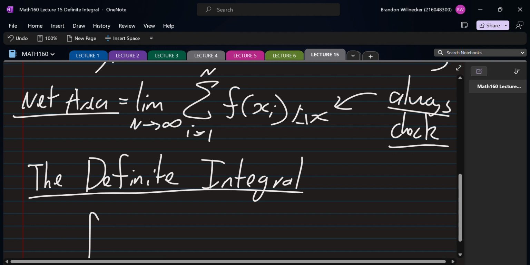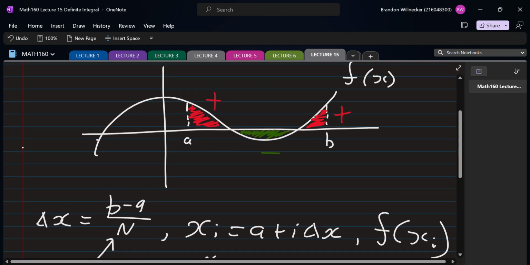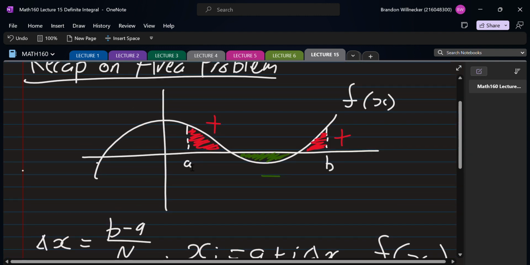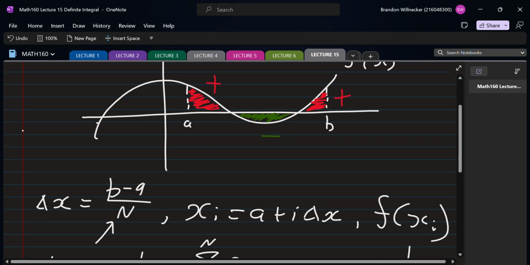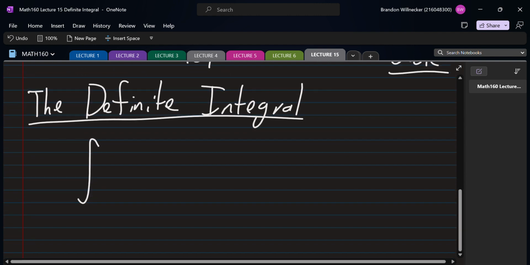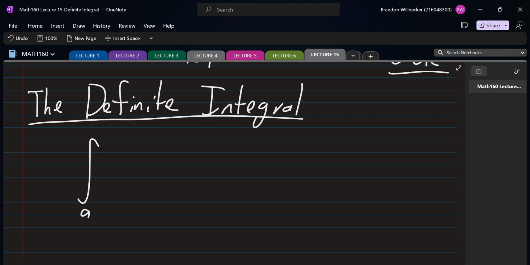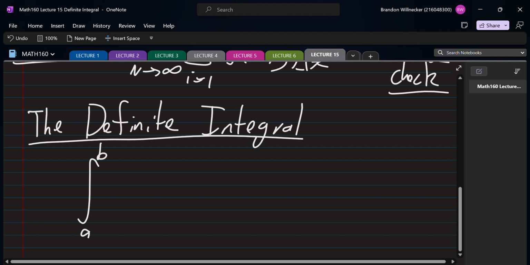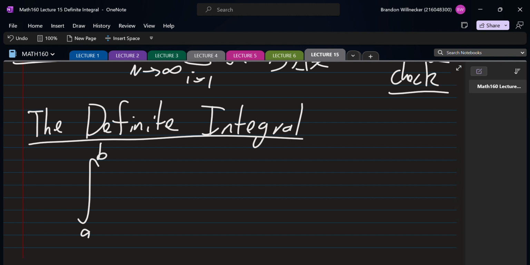Next, with the notation, these bounds, the lower bound A and the upper bound B, those were the bounds for the area interval. Here we call them the bounds of integration. So it's just a renaming. At the bottom we put A because that is the starting point for the area, and at the top we put B, that is the ending point for the area. We call that the bounds of integration.